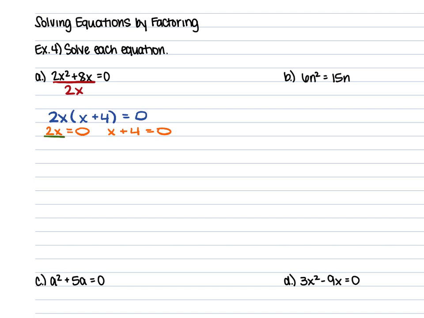For the 2x is equal to 0, we divide each side by 2 and get that x is equal to 0. For the x plus 4 is equal to 0, we're going to subtract 4 from each side, and we get that x is equal to negative 4. So again, 2 answers, x is equal to 0, x is equal to negative 4.